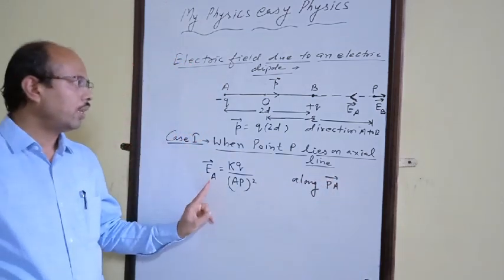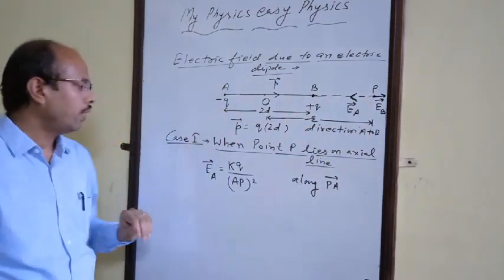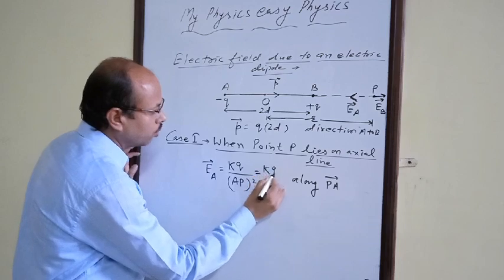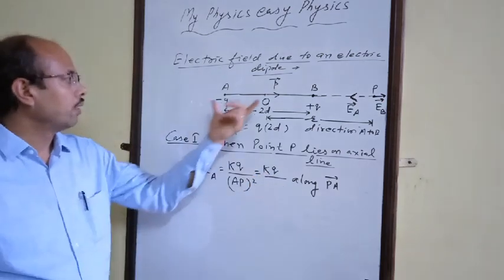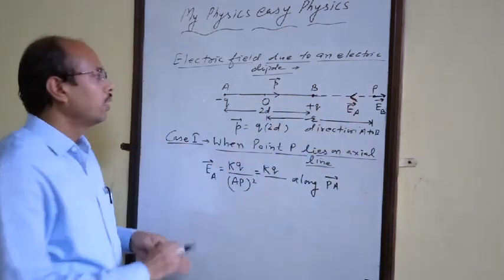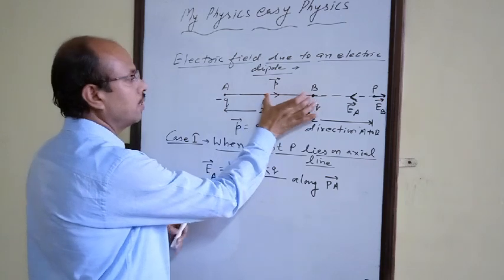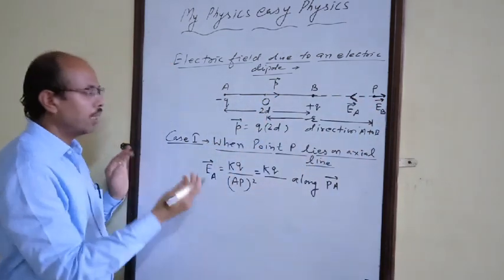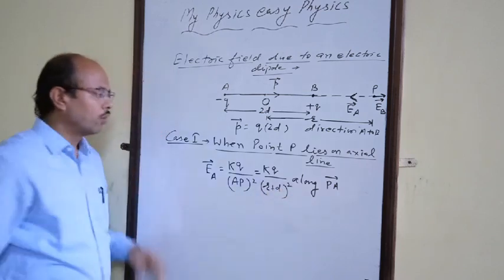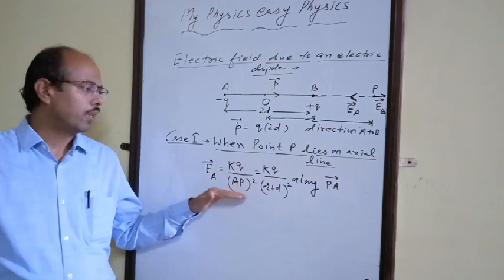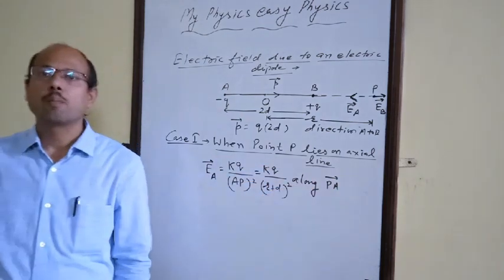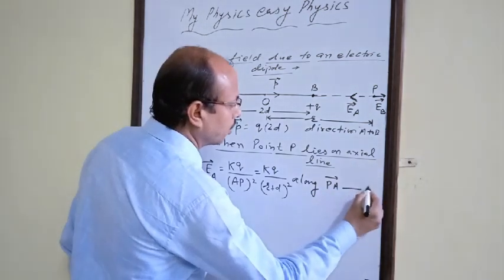The direction of EA will be along PA. It means E_A = KQ by AP square. Now AB is 2D, and this distance is R from the center of the dipole. Therefore, this is D, this is D, and here it is R. That's why AP will be R plus D. Therefore, EA can be written as KQ by AP square, or KQ by (R plus D) square, but the direction is along PA. Let us suppose this is equation number 1.